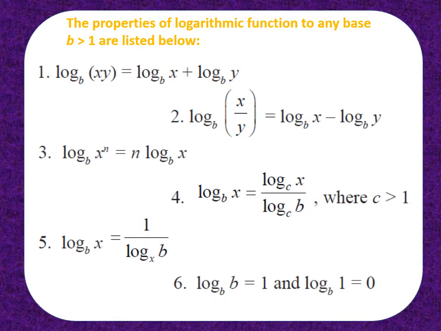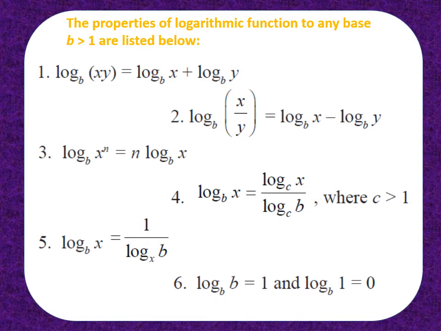Next, I have written some properties of logarithmic function, and the base in this case is b, where b is greater than 1. Now first is log xy. So we have log of x multiplied by y, so it will be log x plus log y. Clear? If it is multiplication, we can write it as sum of two logs. If you have log x upon y, it simply means subtraction, log x minus log y.